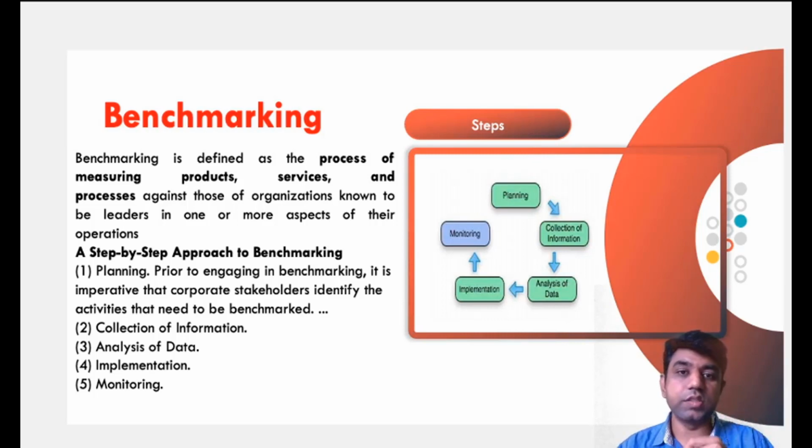The second thing is the collection of information. Then we need to find out what exactly has been done, right? We need to gather that information, what the market leader is actually doing, and what we are also doing, for better comparison. Third thing is the analysis of data. In that, we need to properly analyze what is required to be done and what we are doing, right? Based on that gap, we need to take some corrective action.